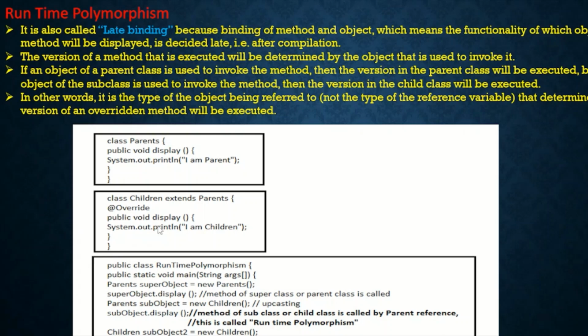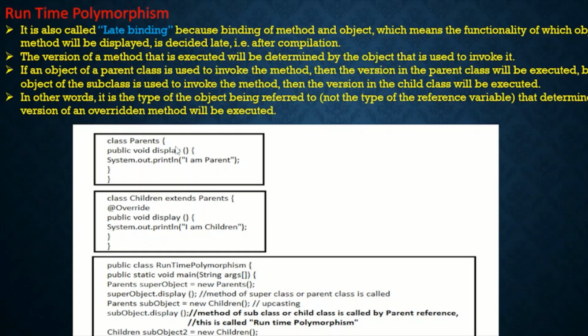New children means I am creating a child class object, but I am holding it with the parent class reference. That is different. I can hold it with the parent class reference, or I can hold it with the subclass, the child class reference, right? Anything is fine, but you always look at the right hand side. What is the object we are creating? The object is a child object. On the child object we are calling the display method.